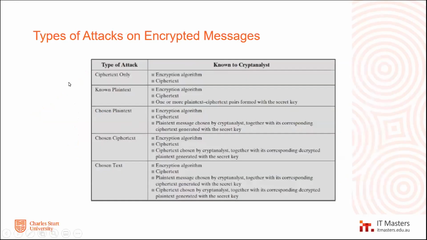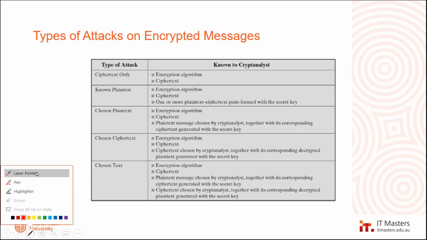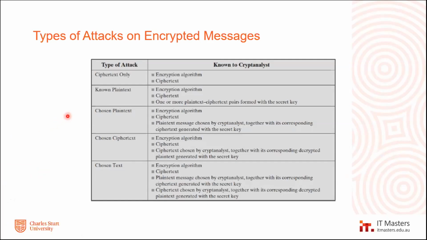Types of attacks on encrypted messages. There's a number of different attacks which are theoretically possible. We might try to attack the ciphertext only, for example. We have to have some knowledge of the encryption algorithm and the ciphertext, as I said. We can attack the known plain text. In other words, we've got a known plain text that we know has been encrypted by a particular cipher.